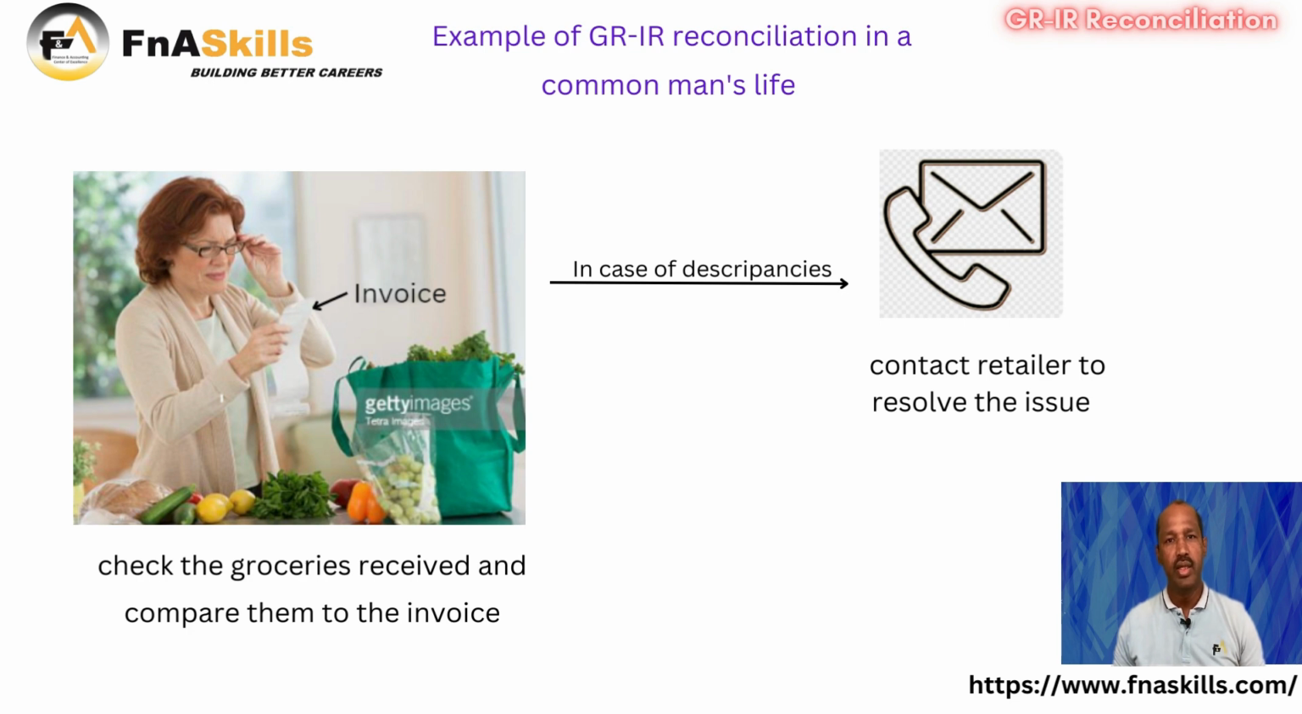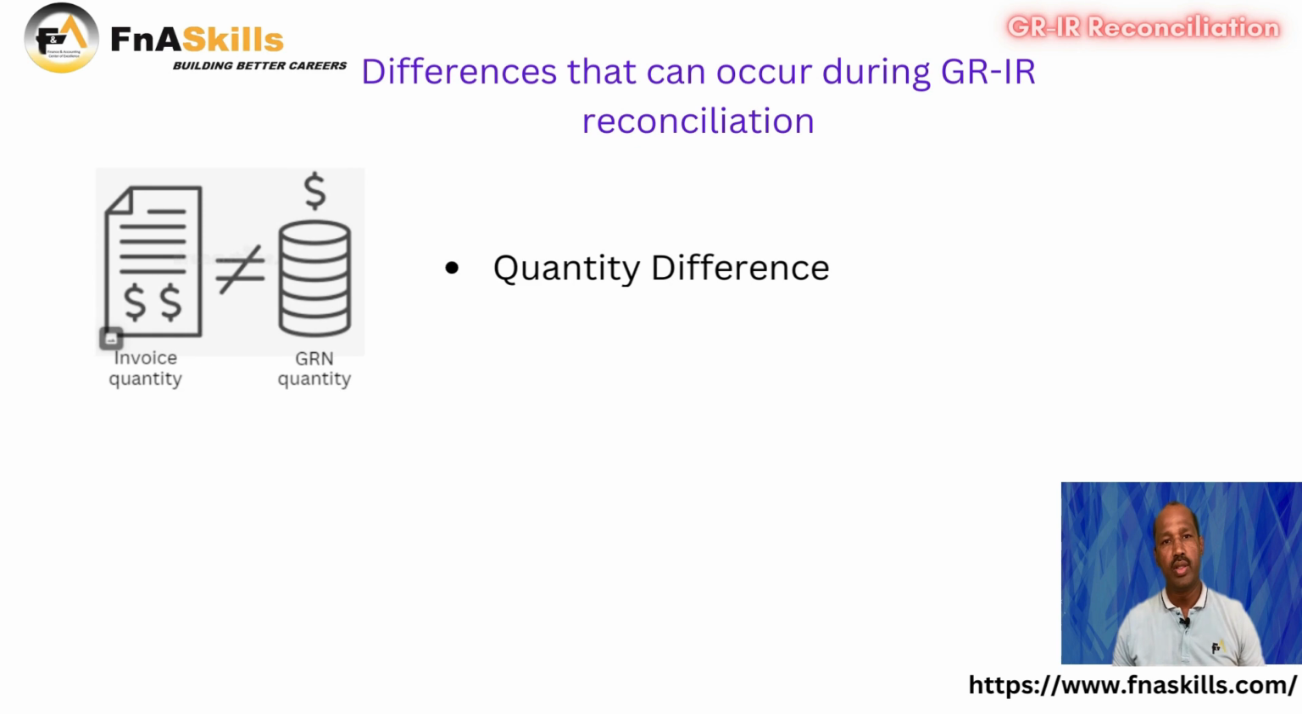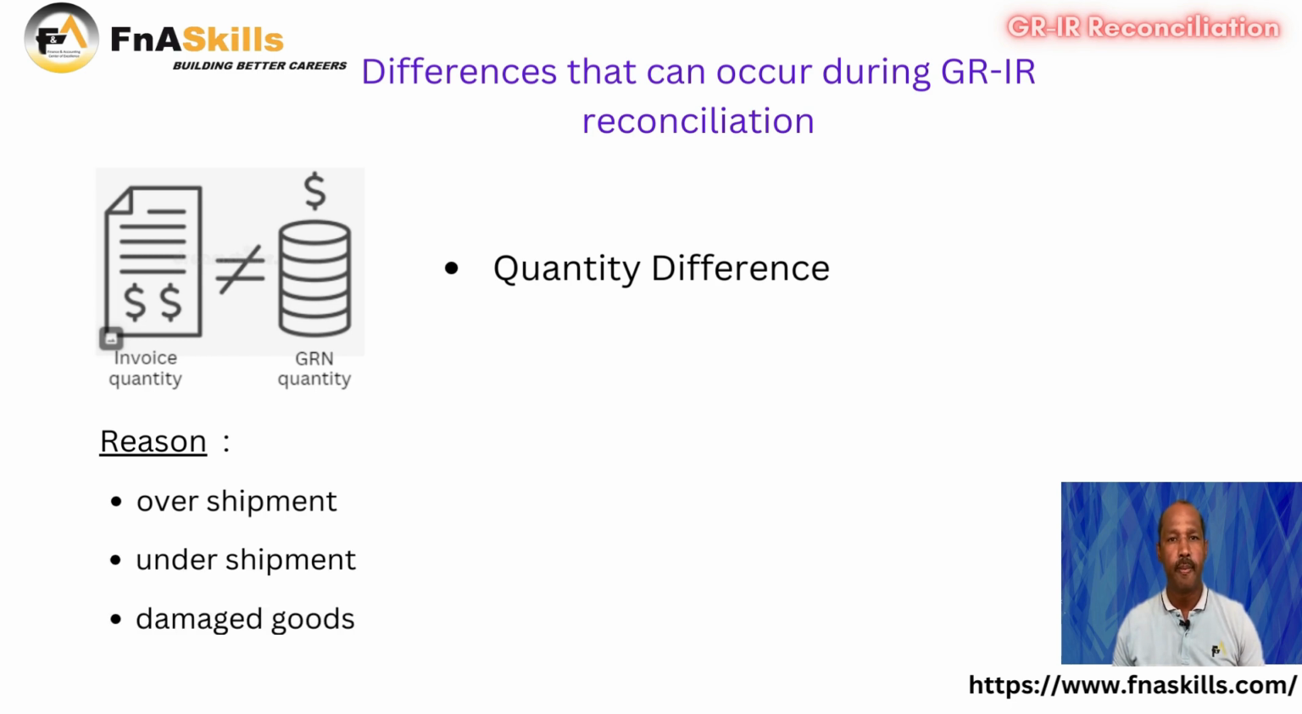Now let's understand what can be the key differences when an accountant is performing a GRR reconciliation. There are several differences that can occur. First one could be the quantity difference. The quantity of goods received may not match with the quantity listed on the invoice. This could be due to over or under shipment, that is mistakenly less or more quantity shipped, or damage to the goods during the transit.